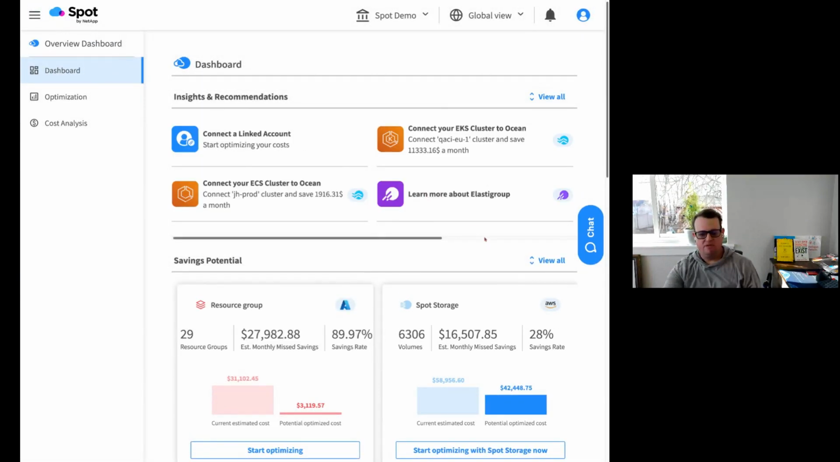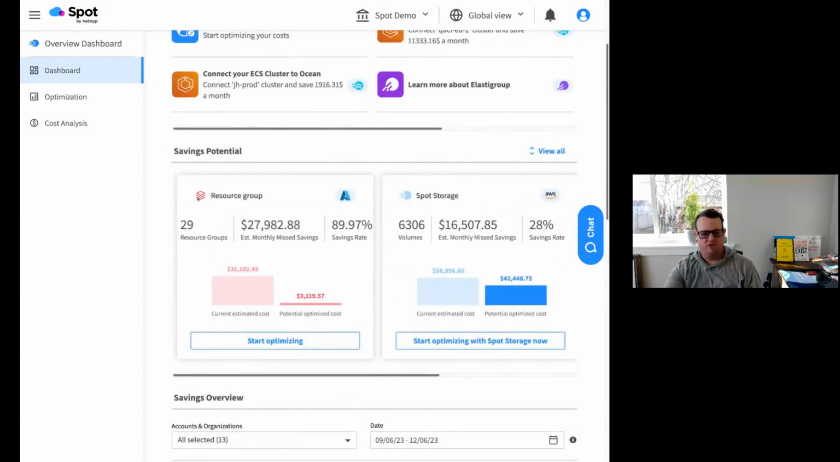This is the overview of Spot by NetApp. You can see here in our Azure savings potential, we have 29 resource groups. We're missing about $27,000 in monthly missed savings, where we could have an 89.97% savings rate. Our current estimated cost for the month is $31,000. And if we went fully optimized, the tool is telling us that we could have $3,000 in cost, saving us 89% of our money.